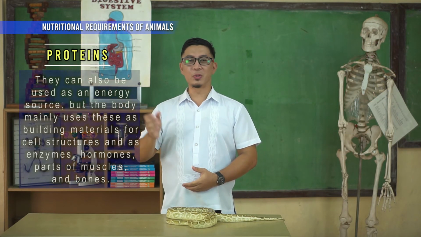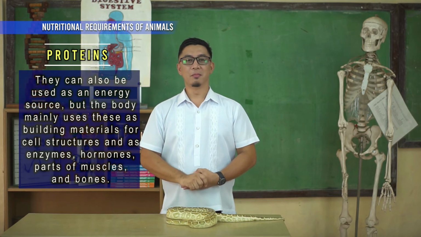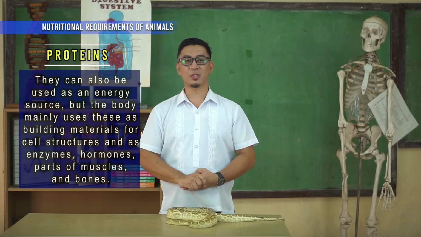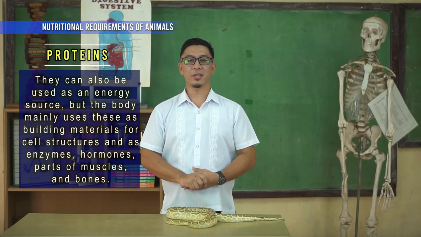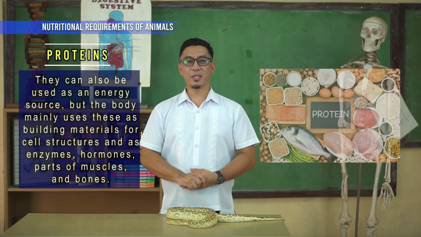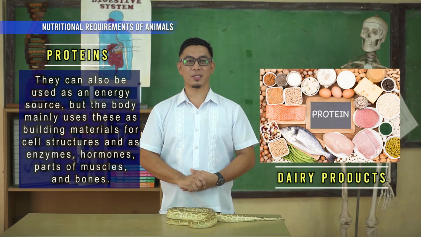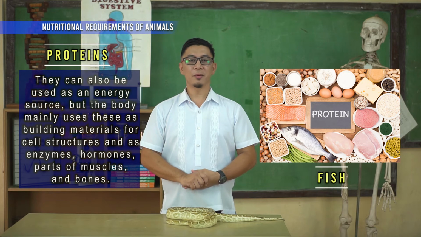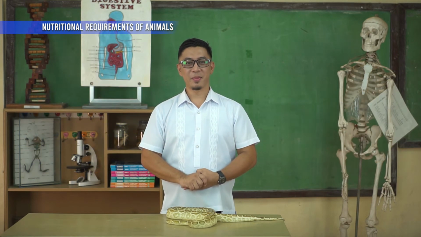Proteins can also be used as an energy source, but the body mainly uses these building materials for cell structures and as enzymes, hormones, parts of muscles, and bones. Proteins come from dairy products, poultry, fish, meat, and grains.